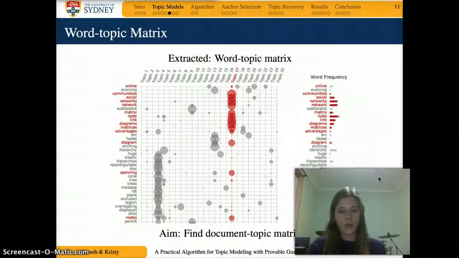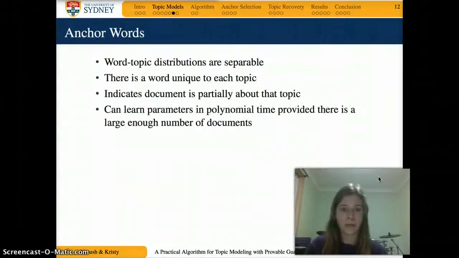And so we can extract these word topic matrices because we can just look at the documents and go, okay, this is the probability distribution of each word just by counting. But what we can't find is the document topic matrix. That's for each document, what topics is it about? And that's what this task is. It's trying to effectively work that out with statistics.